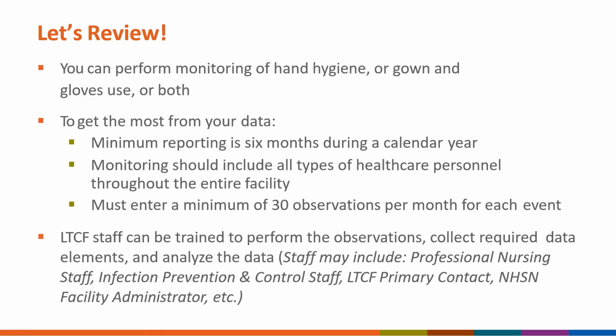Here's a recap of what we covered for the prevention process measures. You can perform monitoring of hand hygiene or gown and glove use or both. To get the most from your data, we recommend minimal reporting of 6 months during a calendar year. Monitoring should include all types of healthcare personnel throughout the facility and enter a minimum of 30 observations per month to provide meaningful measures.